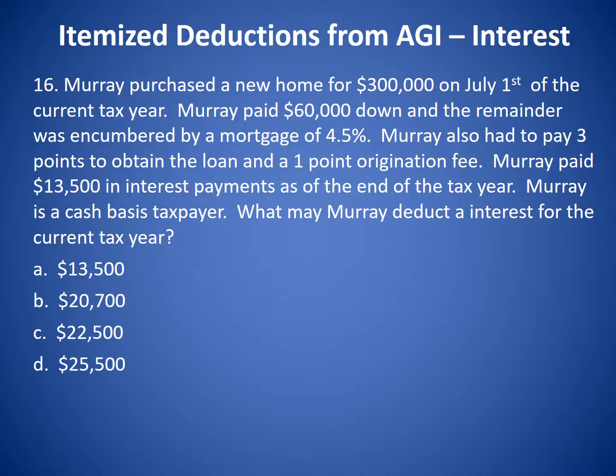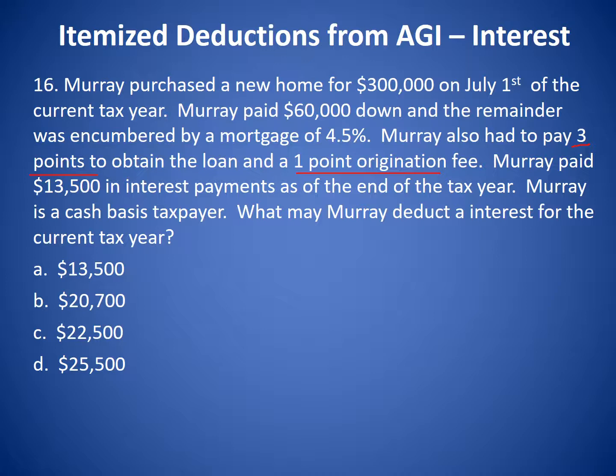Again, itemized deductions from AGI, interest. Murray purchased a new home for $300,000 on July 1st of the current tax year. Murray paid $60,000 down, and the remainder was encumbered by a mortgage at 4.5%. Murray also had to pay 3 points, and you have to understand what 3 points means. Okay, had to pay 3 points to obtain the loan, and a 1 point origination fee.